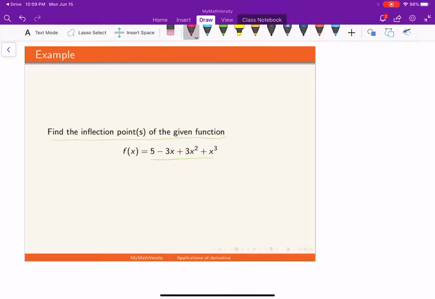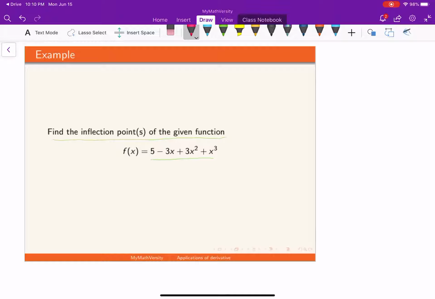Okay, so here we are going to find the point of inflection, but before that, as a summary, the inflection point means the point on the curve where the concavity changes. So to figure out the point of inflection, we first need to figure out the intervals where the curve is concave up or down. To do that, we need to use the concavity test, right?